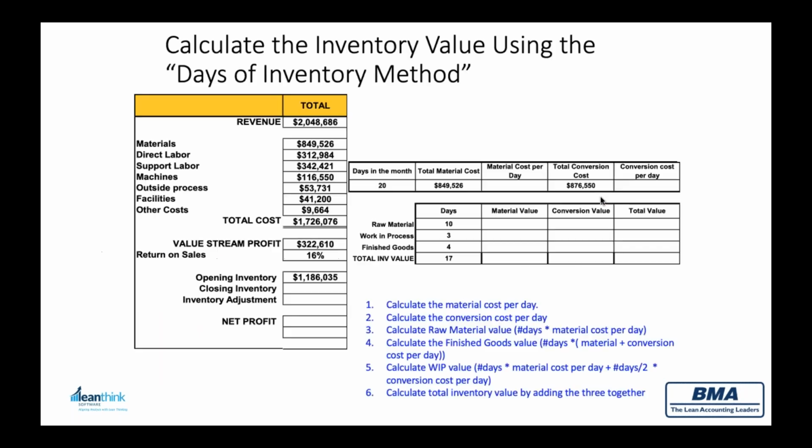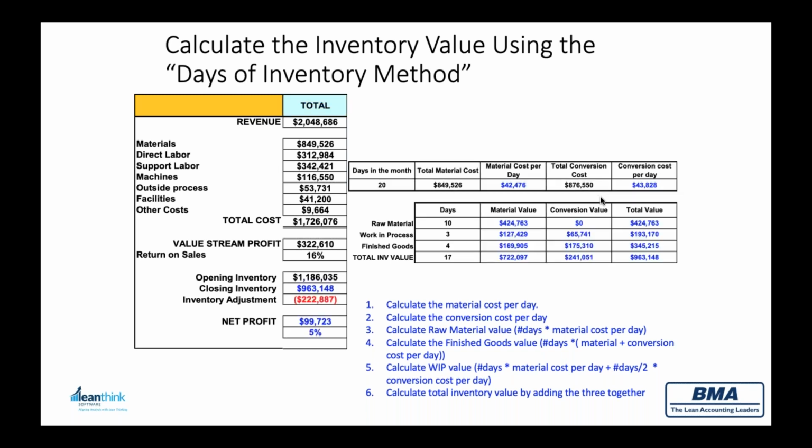So let's look at some examples. Days of inventory. On the left is a value stream income statement for the month, so you know what your actual material costs are. The phrase total conversion cost is your actual production costs. We have 20 days in the month. And we calculate a material and a conversion cost per day.